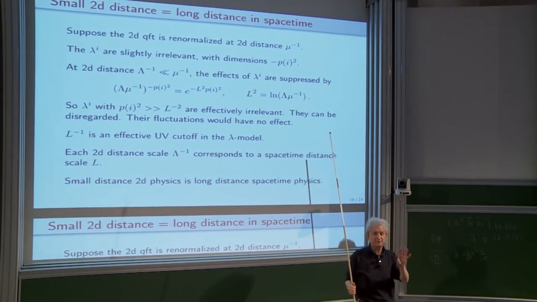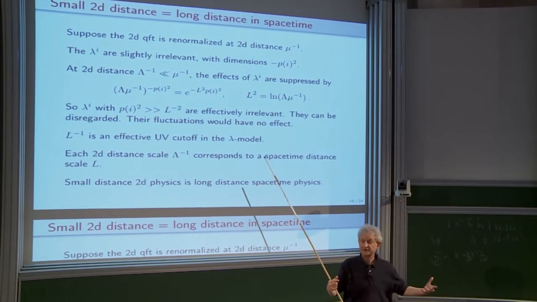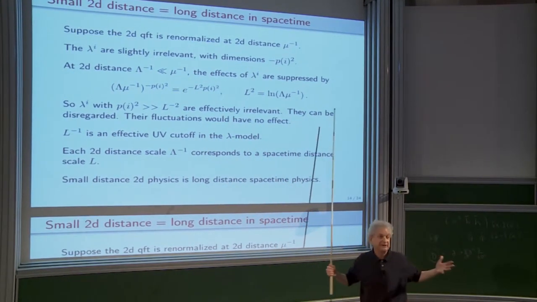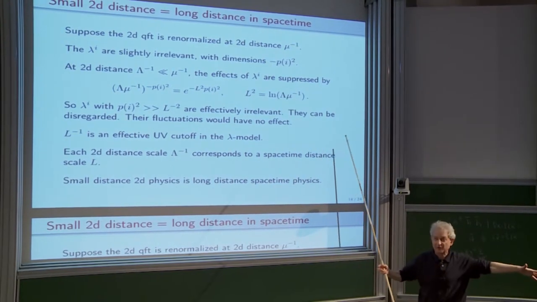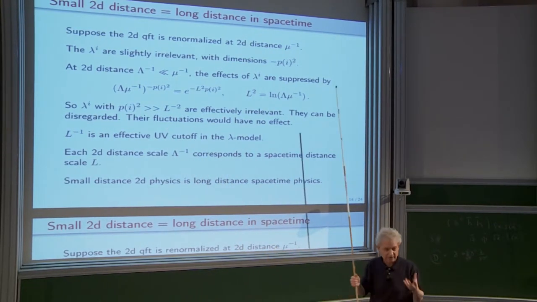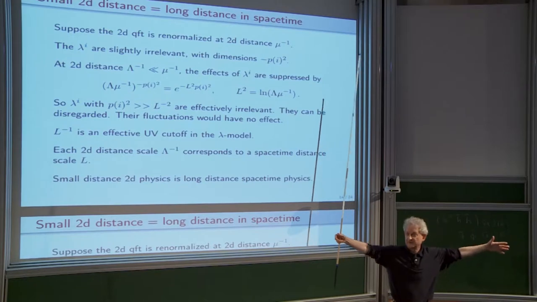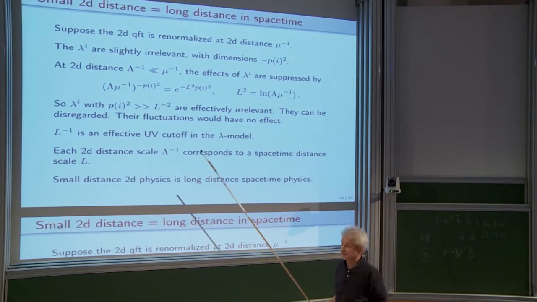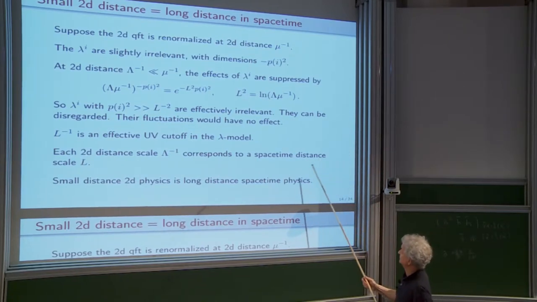the wave modes of the space-time fields at high momentum are cut off. So they are really irrelevant. The ones at small momentum are almost marginal, but the ones with large momentum in space-time are genuinely irrelevant, and we can disregard them. The corresponding insertions have no effect on the macroscopic two-dimensional physics that we're going to make use of, say, for string S-matrix calculations.